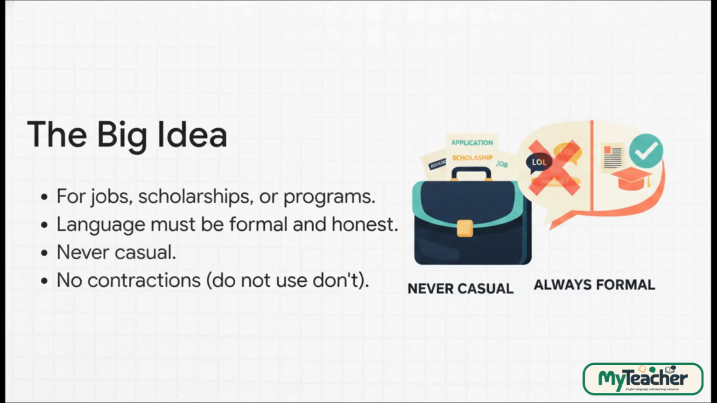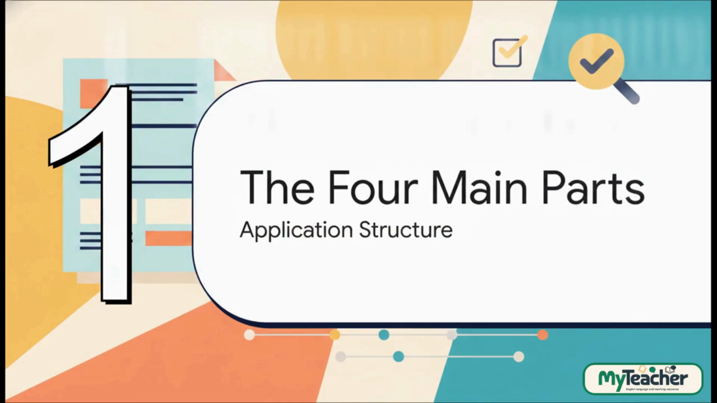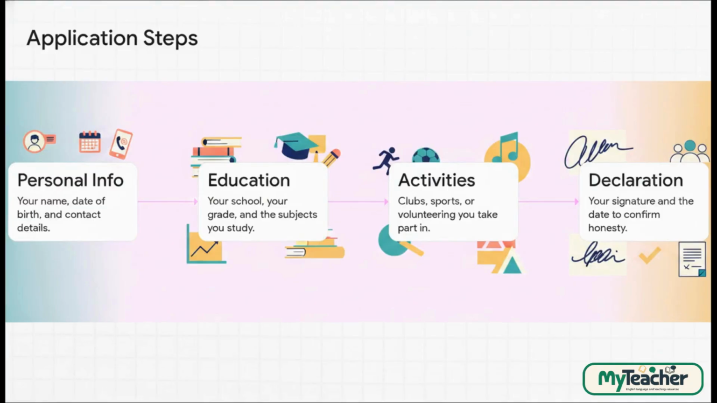And here's a big rule. No contractions. So when you write on the form, you spell out do not instead of writing don't. Okay, so let's look at the four main parts of an application form. Here is our roadmap for today. Part 1 is personal information, Part 2 is educational background, Part 3, activities, and Part 4, the declaration. Let's explore each one nice and slow.